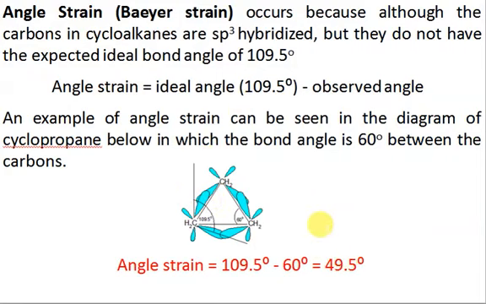So 49.5 degrees is a huge angle. This is indicating that cyclopropane is a highly strained system. Strain means instability. So cyclopropane is highly unstable, and it's unstable because of this angle strain, and we say that cyclopropane has to be squeezed by 49.5 degrees in order to form this ring system. Since the angles have been squeezed a lot, the atoms are very much closer, and because of this closeness of the atoms, because of this decreased bond angle, the system is highly unstable. So this is known as the angle strain.